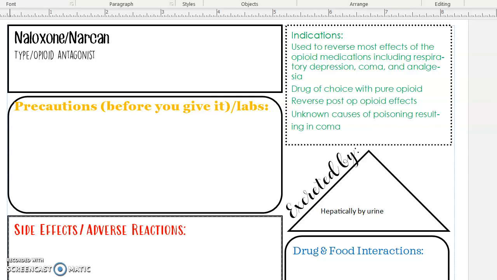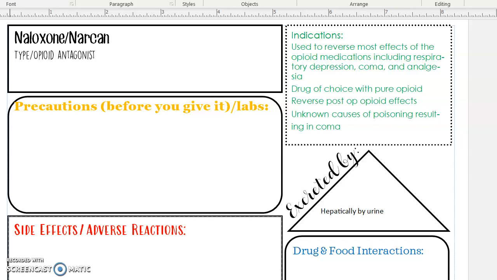If you're in the hospital, the initial dose is 0.4 milligrams for adults and 10 micrograms per kilogram for kids. The preferred route is IV. However, if IV administration is not possible, then intramuscular or sub-Q injection may be employed. Dosing is repeated at 2 to 3 minute intervals until a satisfactory response has been achieved. Additional doses may be needed at 1 to 2 hour intervals for up to 72 hours depending on the duration of the offending opioid.